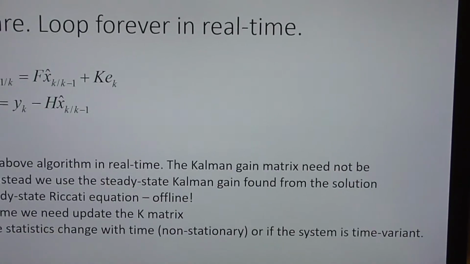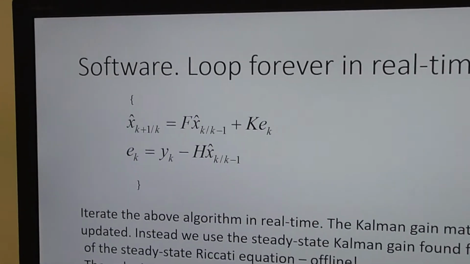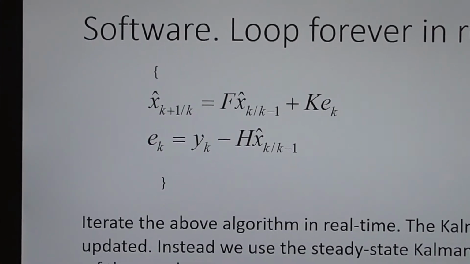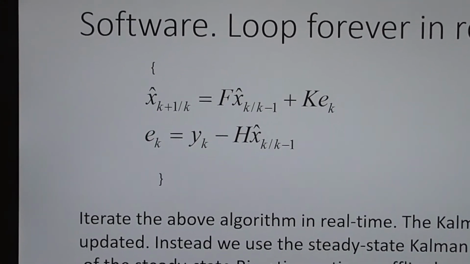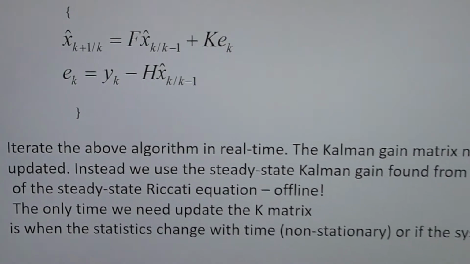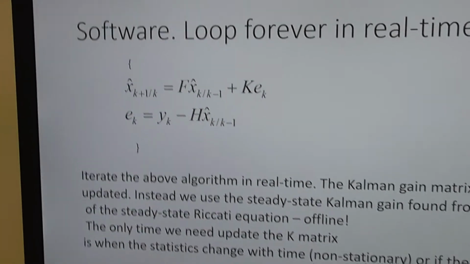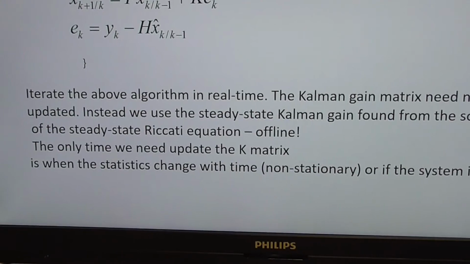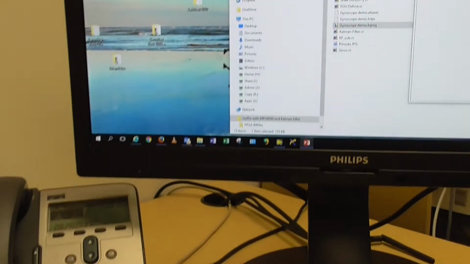Now, there are the equations. So we only implement these in real time. We don't do the Riccati equation. That's done before we go into the main loop. So we iterate that in real time. I don't do the predictor corrector thing. There's not much point in doing that. That's it. Let's do the real thing now.